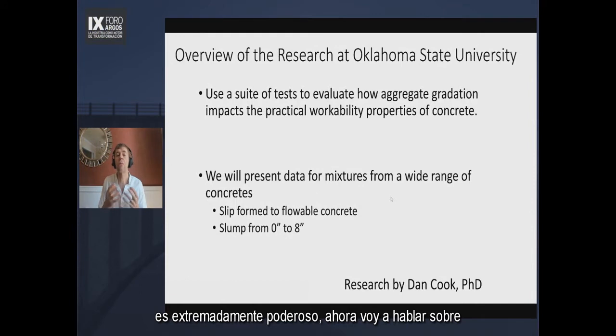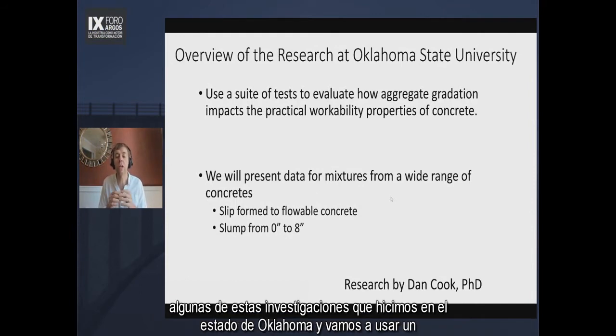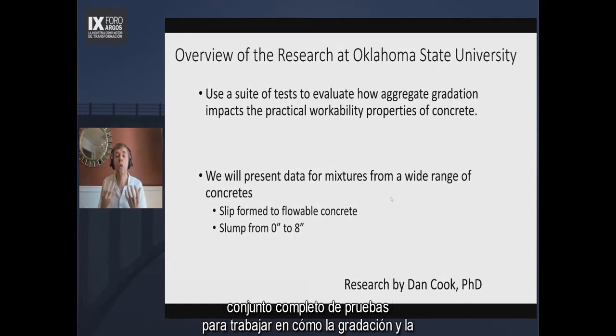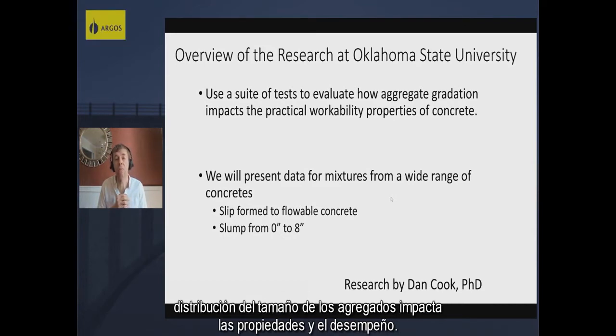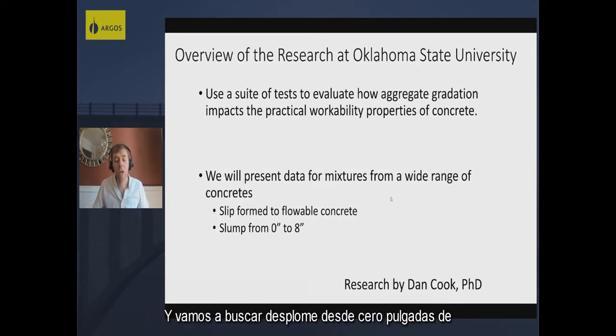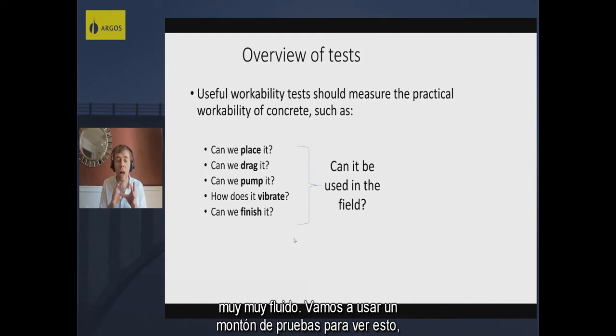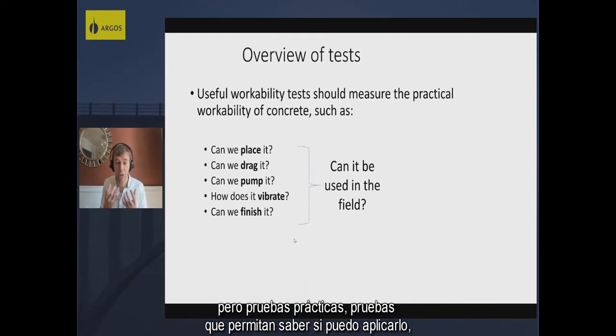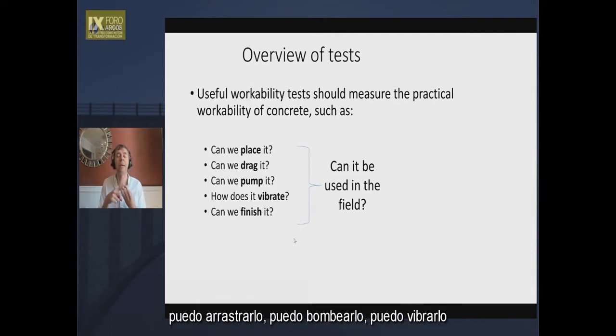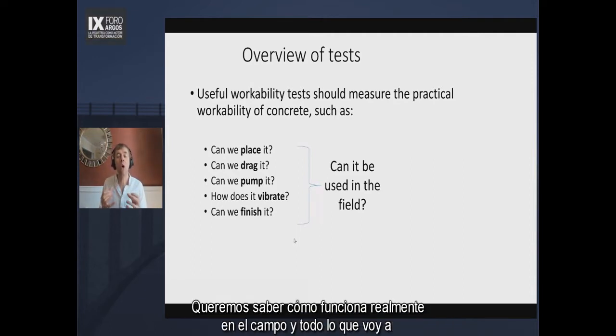Now, I'm going to talk about some of this research that we did at Oklahoma State, and we're going to use a whole suite of tests to work at how the gradation, the size distribution of the aggregates impact the properties and the performance. And we're going to look for slumps from 0 inches, very, very stiff concrete, all the way up to 8 inches, very, very flowable concrete. And we're going to use a whole lot of tests to look at this, but they're practical tests. They're tests that measure, can you place it? Can you drag it? Can you pump it? Can you vibrate it? We want to know how it really performs in the field.